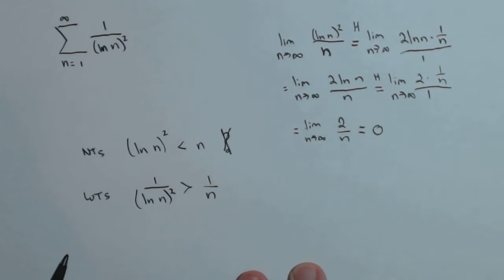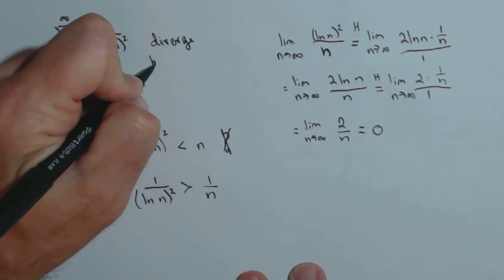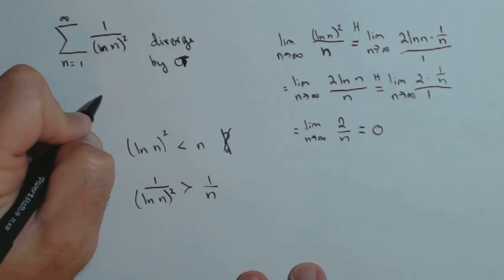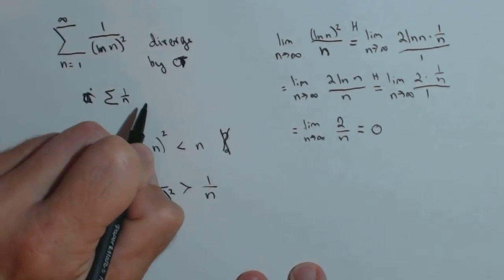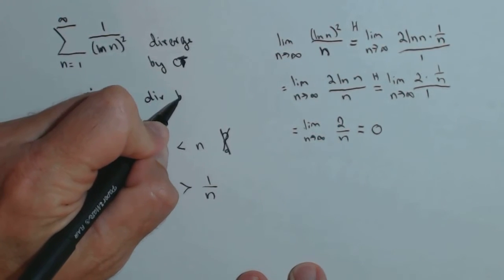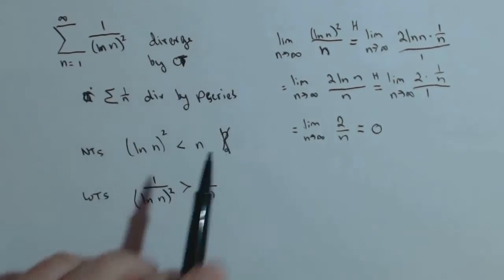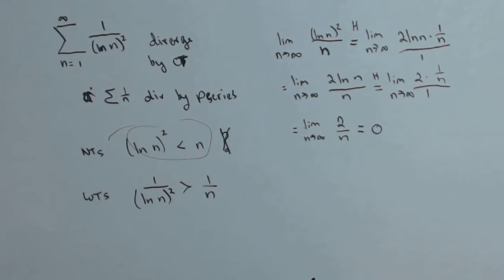So we no longer need this piece, which means this 1 over (ln n)^2 is greater than 1 over n. So this series is going to diverge by our comparison test. In fact, what we're comparing it to is our harmonic series of 1 over n, which we know is divergent by the p-series test. So this is a nice use of limits if you need to show that something is greater than something else.